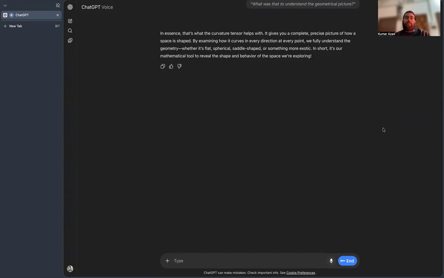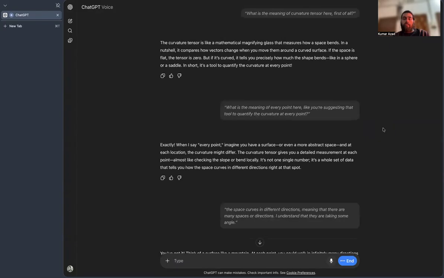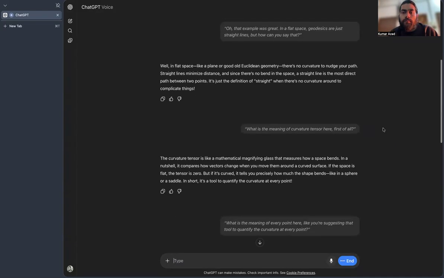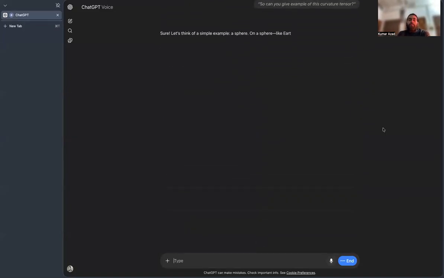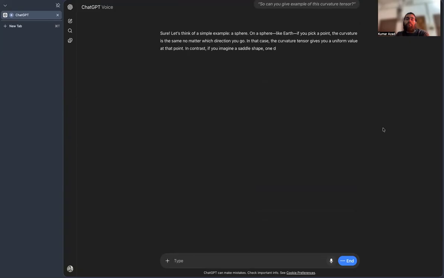So can you give an example of this curvature tensor? Sure, let's think of a simple example, a sphere. On a sphere, like Earth, if you pick a point, the curvature is the same no matter which direction you go. In that case, the curvature tensor gives you a uniform value at that point. In contrast, if you imagine a saddle shape, one direction curves upward and another curves downward. The curvature tensor there would show different values depending on direction. It's all about capturing those differences in how space bends.